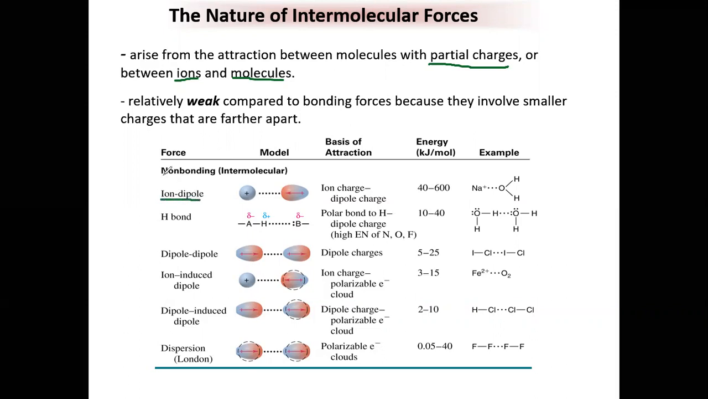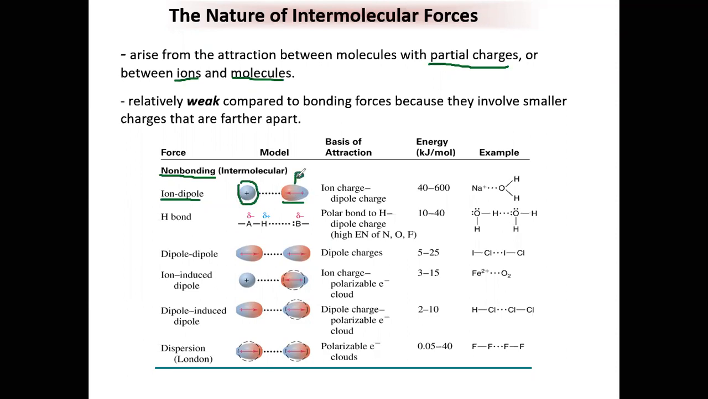And again, these are referred to as non-bonding interactions because it's not a physical bond between the two entities. It's an attraction, an electrostatic attraction between them. And so ion-dipole is the strongest type of intermolecular force listed here. And it involves an ion and a dipole, so usually a polar compound.